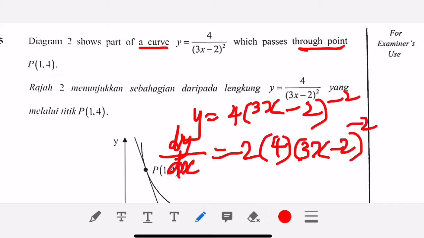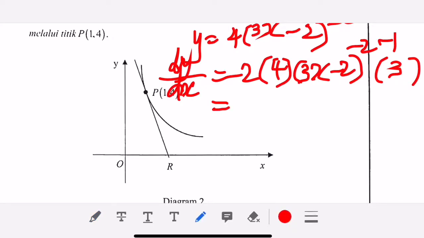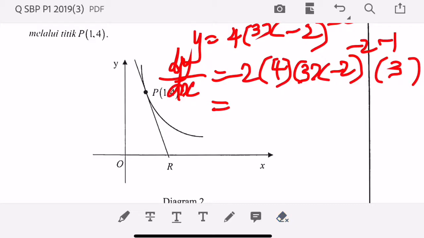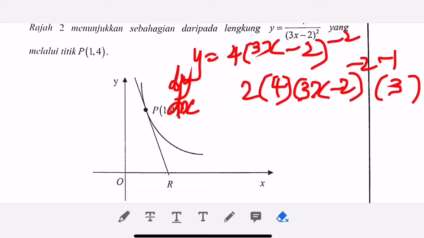And the question is asking you to find the equation of straight line PR. Okay, the straight line PR is a tangent to the curve. So in order to find a straight line, we need to use y equal to mx plus c, right? So in this case, you must know the gradient and also you must know the c. Okay, first of all, you must have the gradient, and then how to find your c? You must have the point. So, okay, now the point was given there, just now I showed you.